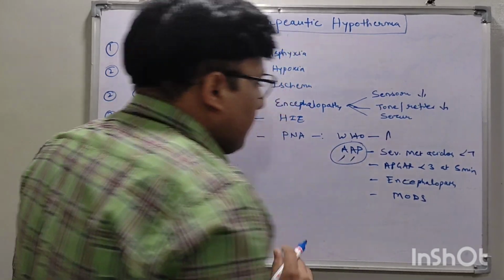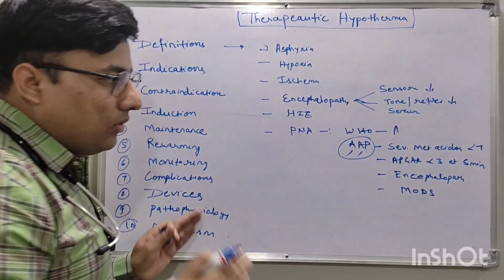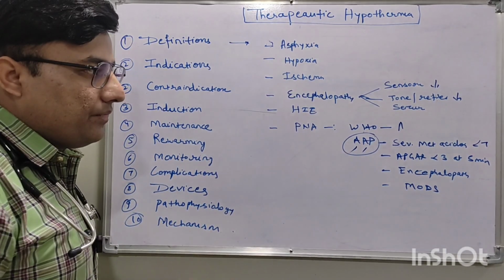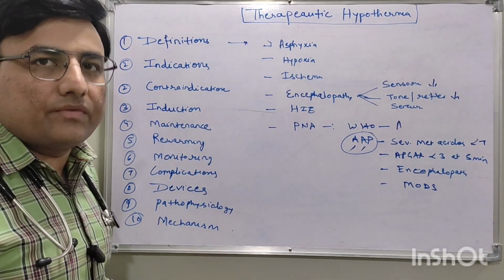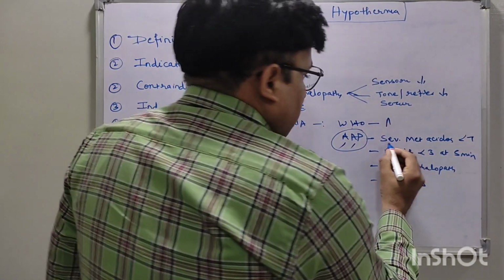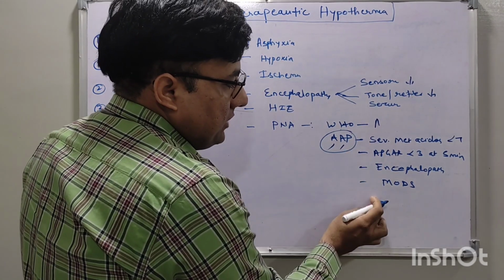But the AAP definition is better. That includes four components. All four components should be present for perinatal asphyxia. Then only we will call it perinatal asphyxia. That is very important for medical legal issues. So according to AAP, for perinatal asphyxia, these four should be present.